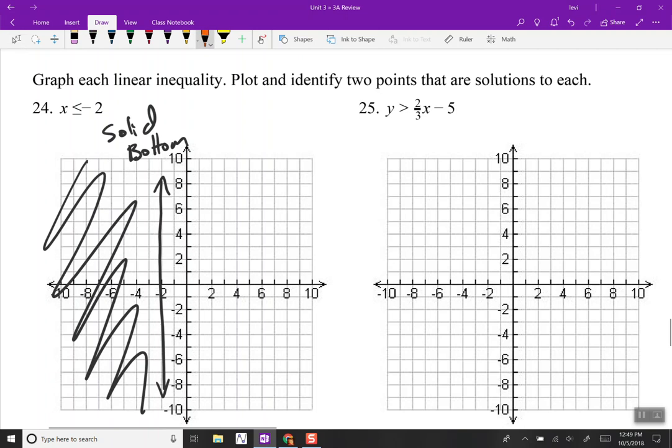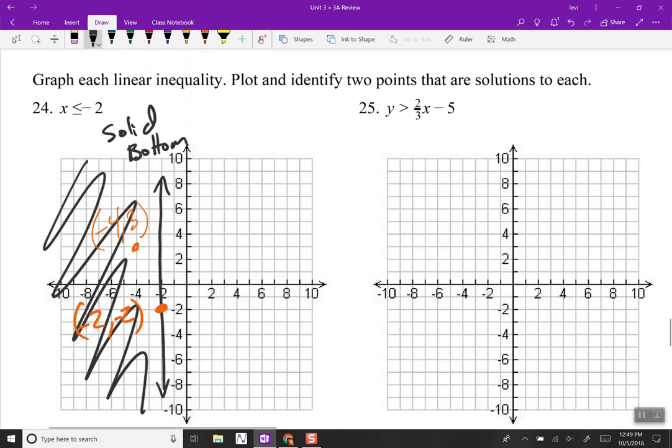And 2 points, well, how about this point, negative 4, 3. Negative 4, 3 looks like a good point, and any point over here works, and even including points on this line, right? Because we've got a solid line, so that's negative 2, negative 2. That would work as well.